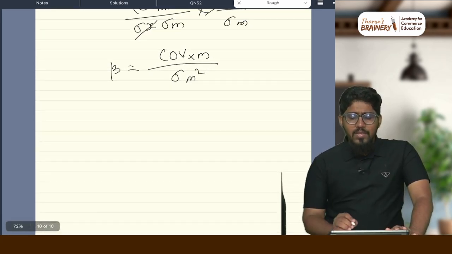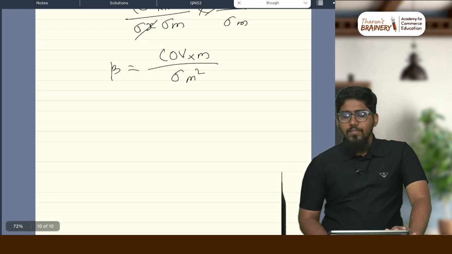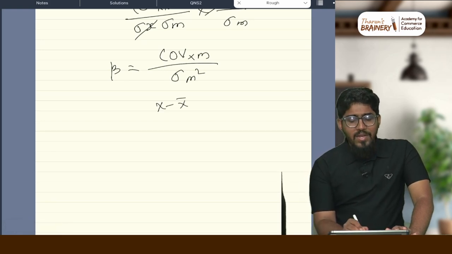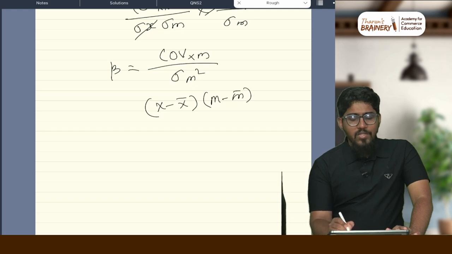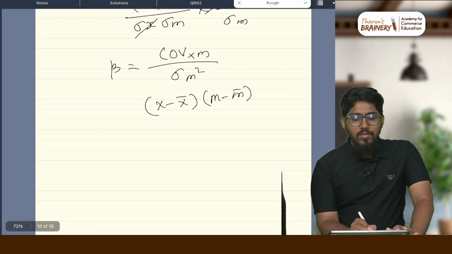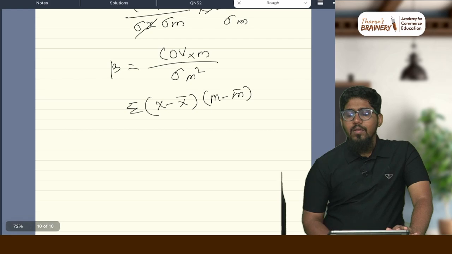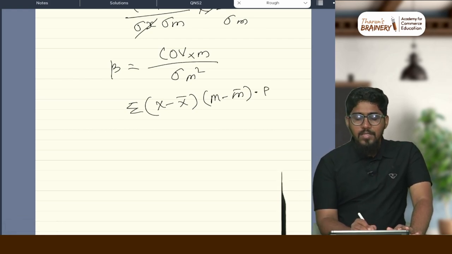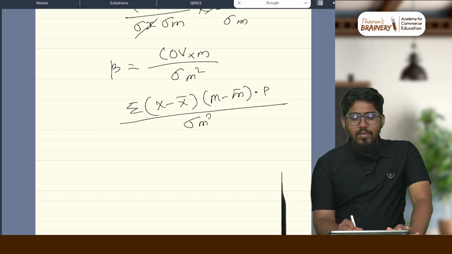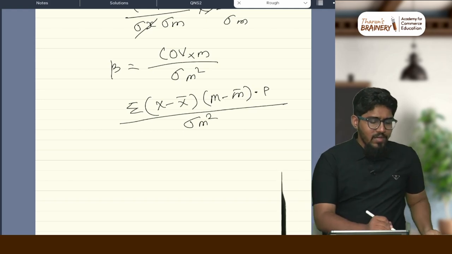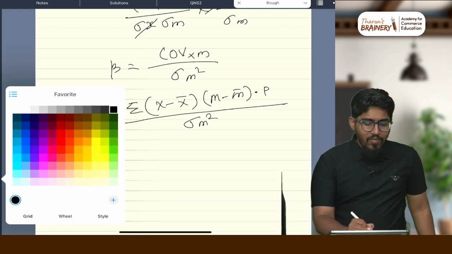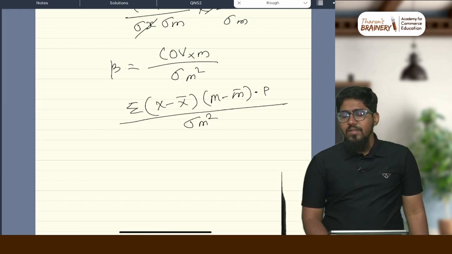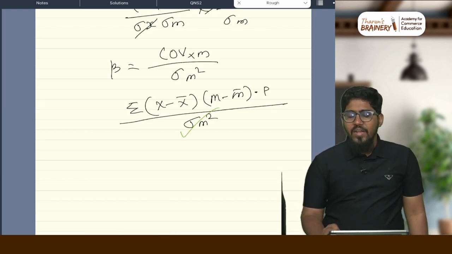Sir, how to find the covariance of xm? It is the sum of (x minus x dash) into (market minus market dash), into p, that is, the probability. Now sir, for any listed company, first of all, market variance everyone can find out.